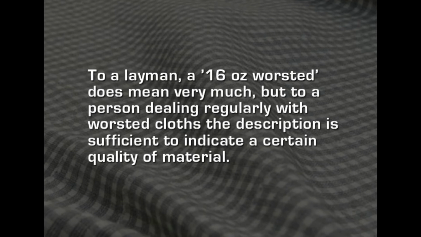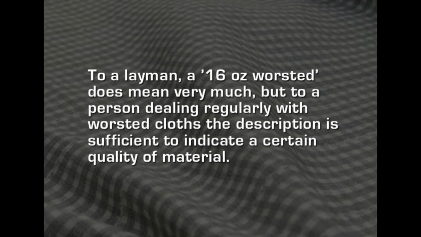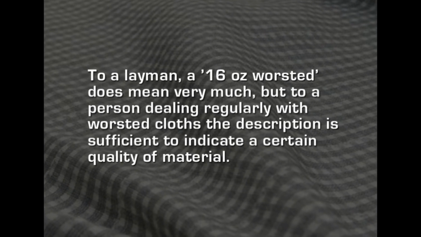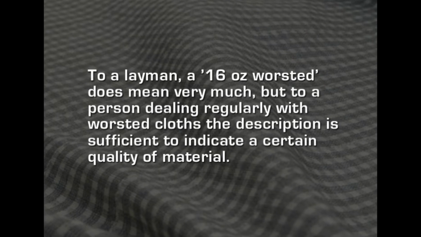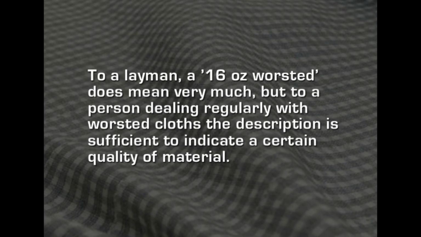To a layman, a 16-ounce worsted does not mean very much, but to a person dealing regularly with worsted cloths, the description is sufficient to indicate a certain quality of material. For instance, a 20-ounce worsted suiting would suggest a close weave material which would make an excellent winter suit, whereas a 16-ounce worsted is a lighter material for the warmer weather.